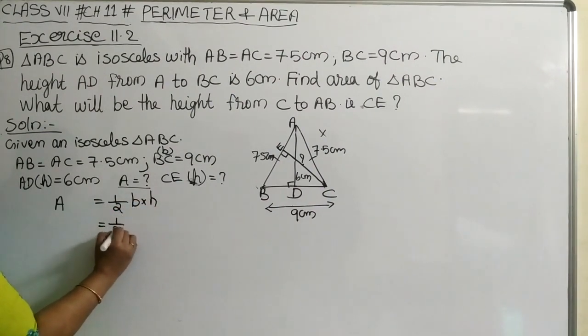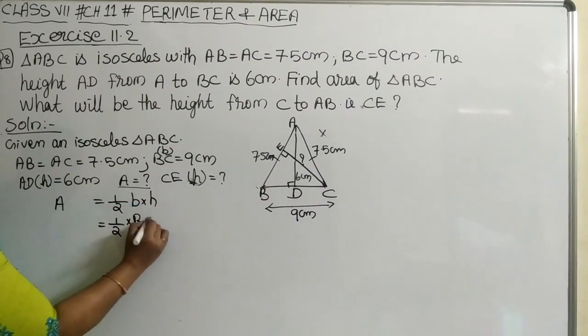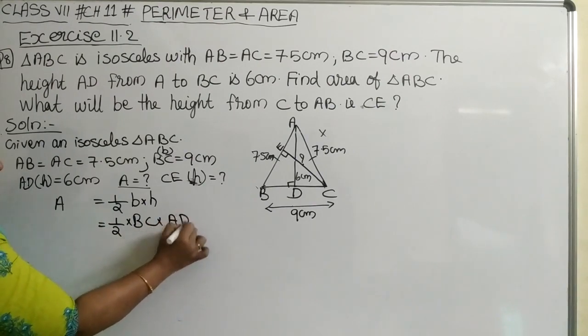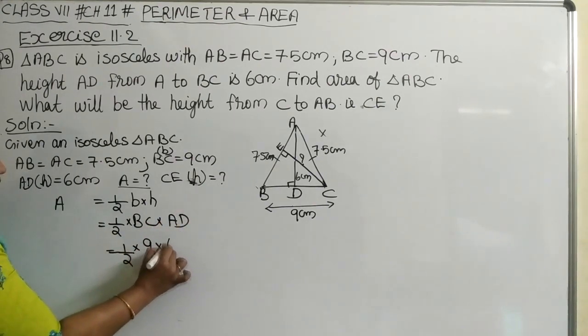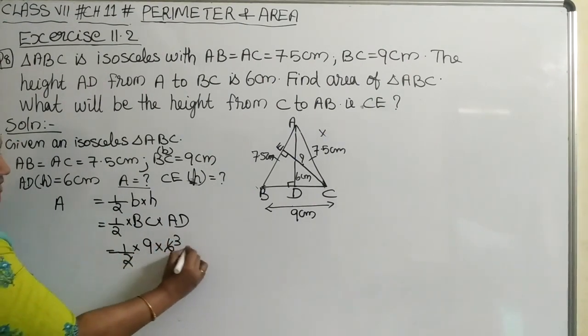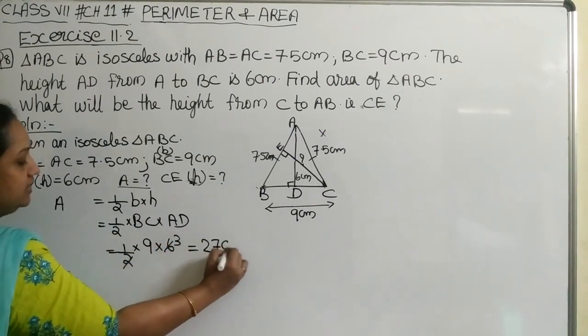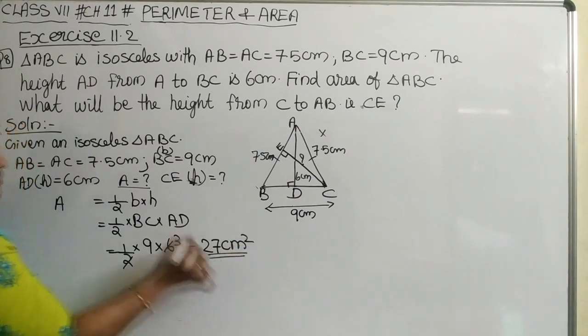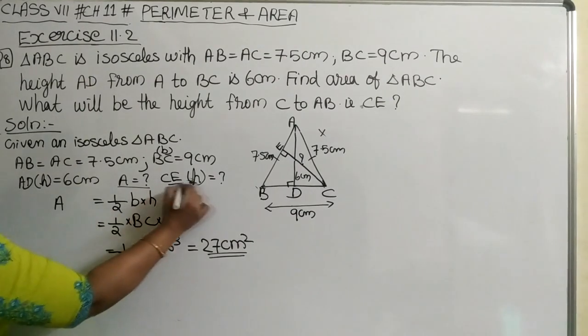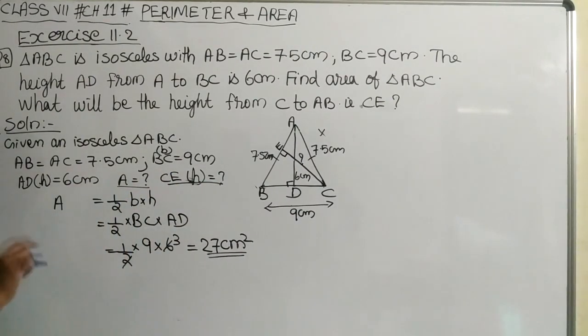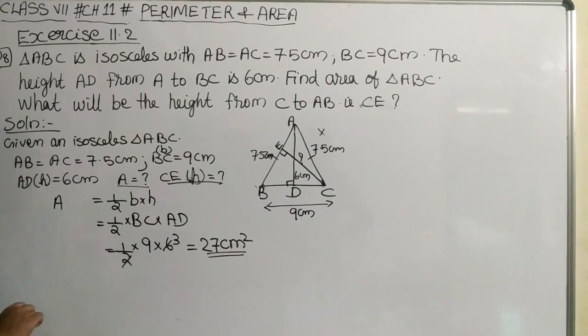Here our base is BC and height is AD. Substitute the value, half into 9 into 6. Cancelling, we get 27 centimeter square, which is the area of triangle ABC. Now we have to find CE equal to how much? We know the area, then what will be the height of the triangle? Twice area divided by base.